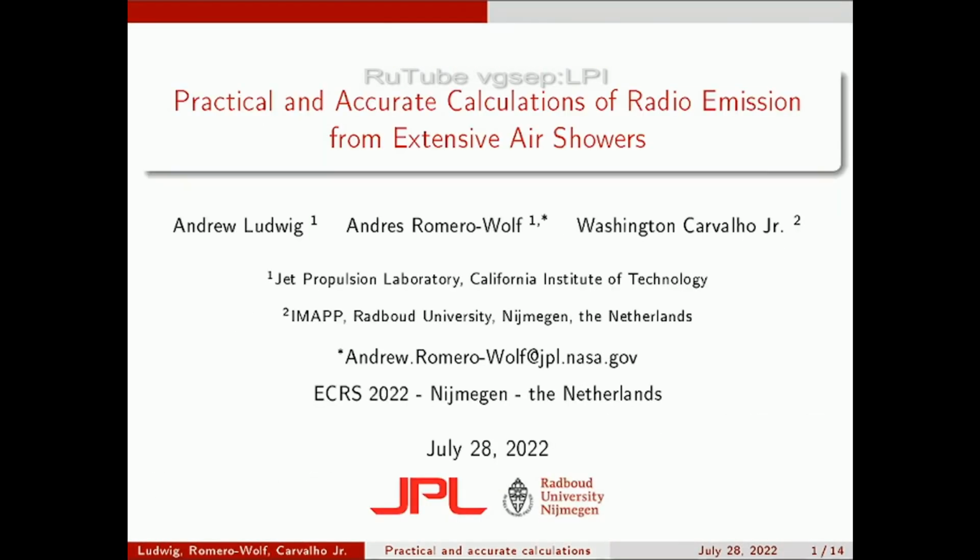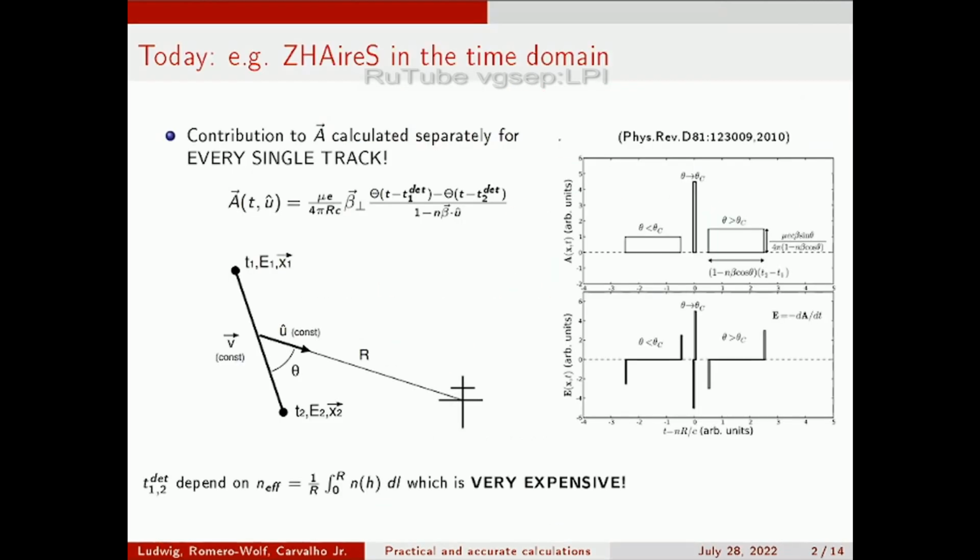Okay, I'll talk about this new semi-analytical approach to do calculations of the radio emission from extensive air showers. This is how it's done today, at least for the macroscopic simulations. Both ZHAireS and CoREAS use something like this to calculate the contribution to the vector potential from a single track in the shower.